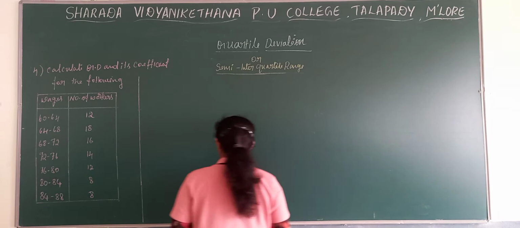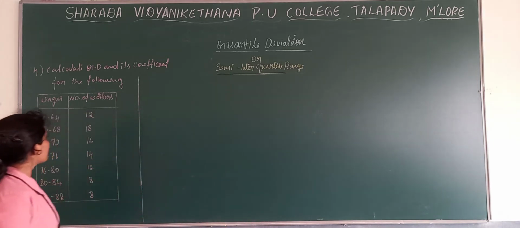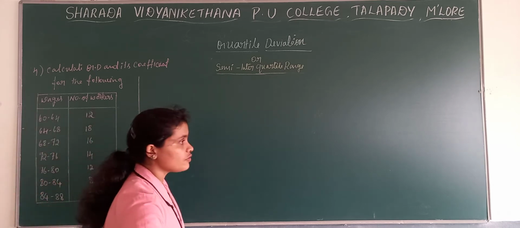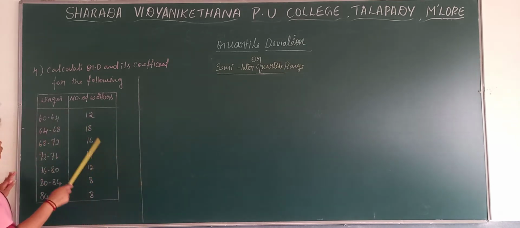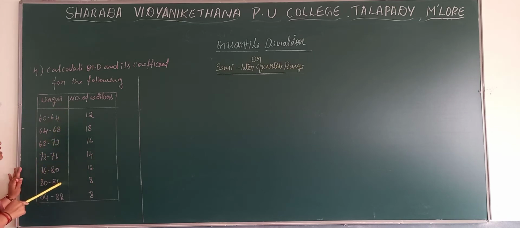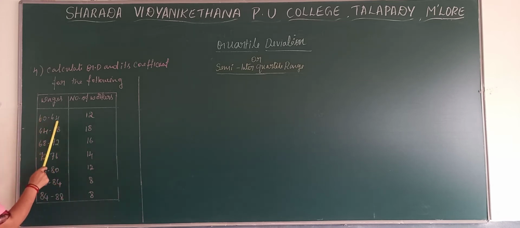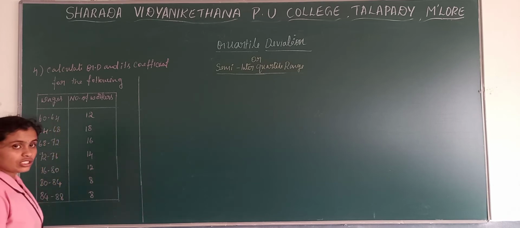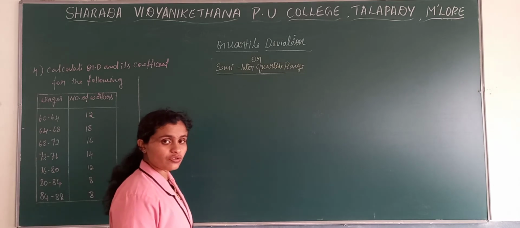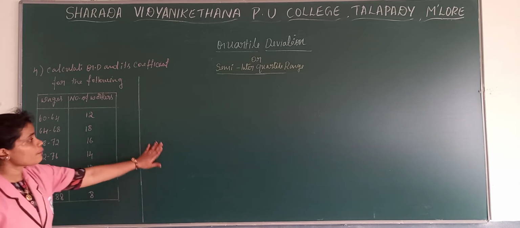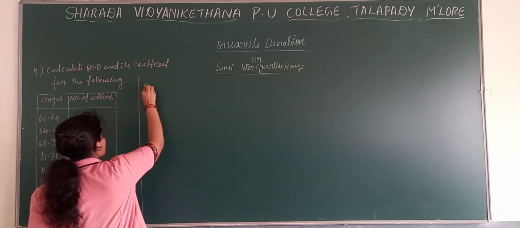Now we need to calculate quartile deviation and its coefficient for the following. Here we can see the class intervals. It is a continuous series and it is exclusive, because 60 to 64, then 64 to 68 repeats the limit. So it is continuous and in exclusive form. If it is inclusive, we need to convert it into exclusive. Now firstly we write the solution.